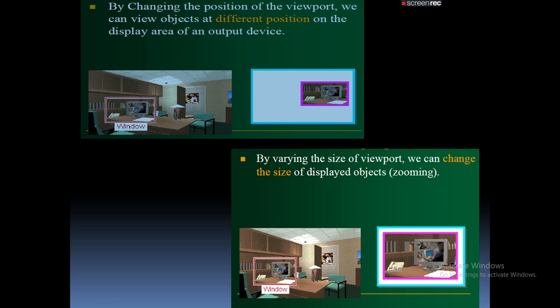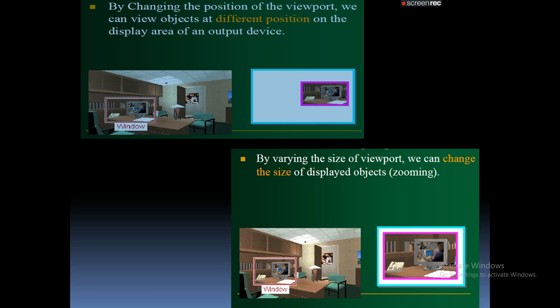This is called zoom in, meaning we are increasing the size of the object. To increase the size of the object, you are supposed to increase the size of the viewport. This is the zoom in concept. Assume that the object is displayed here. If the size of the viewport is smaller than the size of the clipping window, it means that we are performing zoom out. It means that we are decreasing the size of the object.